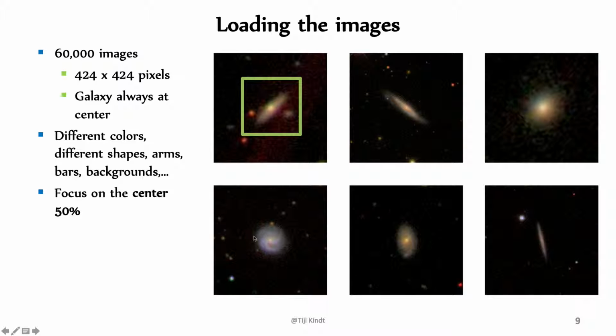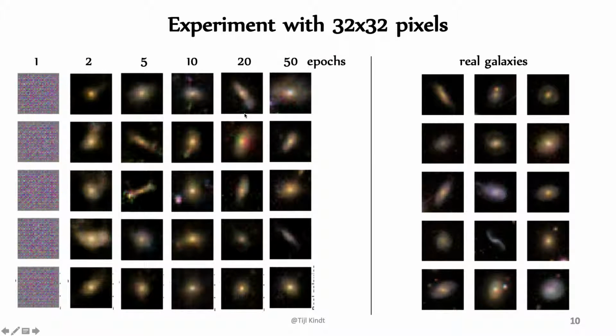The galaxy is always at the center, so in my project I focused on the center, so I only took the middle 50% of the image. My best experiment was the one with 32 by 32 pixels, which yields quite reasonable results. You can see that in the beginning it starts at random noise, and then gradually it gets better and better, and the final fuzzy galaxies are not too dissimilar from real galaxies.